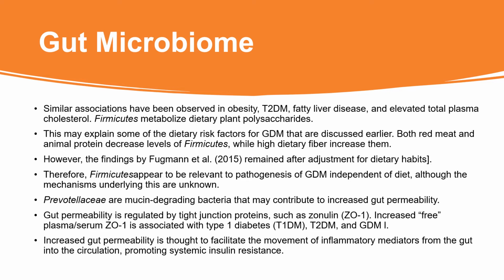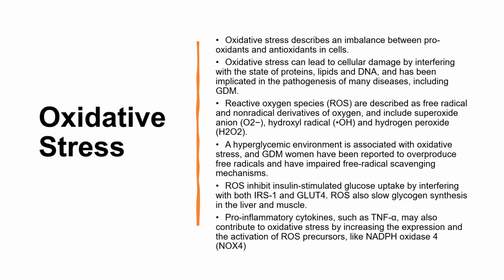Prevotellaceae are mucin-degrading bacteria that may contribute to increased gut permeability. Gut permeability is regulated by tight junction proteins such as zonulin or ZO1. Increased free plasma serum ZO1 is associated with type 1 diabetes, type 2 diabetes, and GDM. Increased gut permeability is thought to facilitate the movement of inflammatory mediators from the gut into the circulation, promoting systemic insulin resistance.